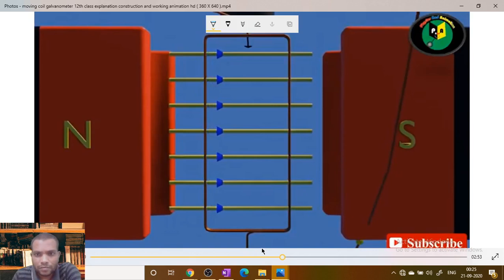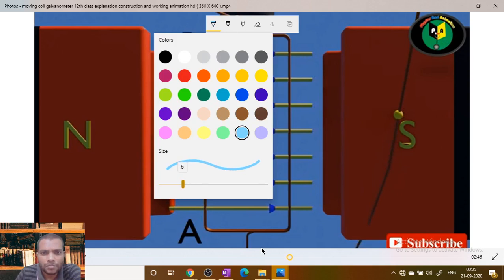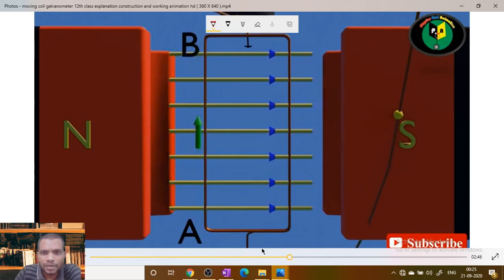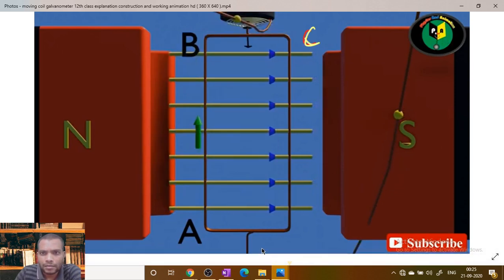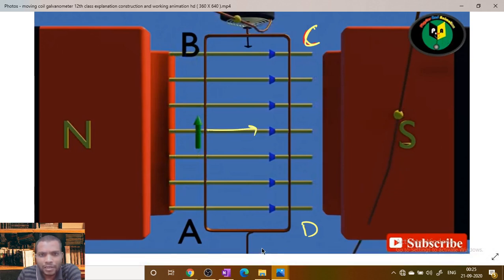So this is the scenario. A rectangular loop is kept in a uniform magnetic field, and current I is passing through it. Suppose I divide this rectangular loop into arms: this is A, B, this corner goes to C, and this corner goes to D. Current is passing through each arm, and the magnetic field is uniform.